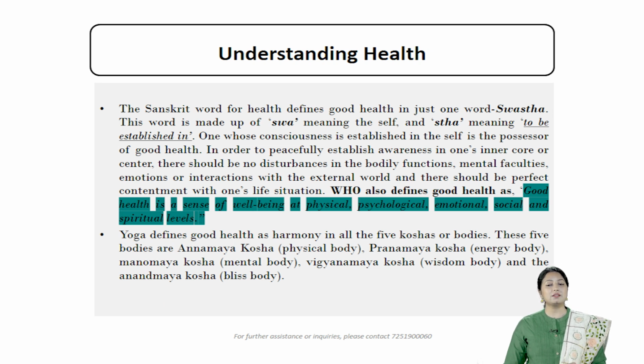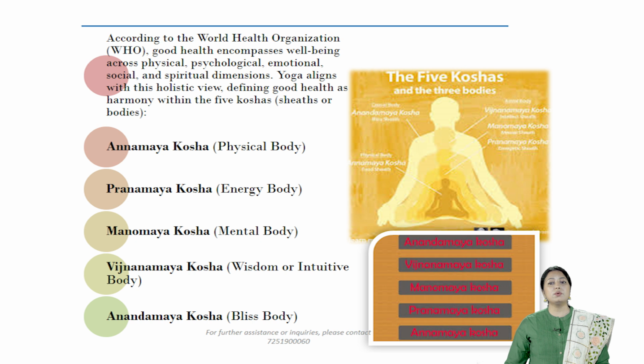This short definition of health fulfills all the criteria of the modern definition of good health given by the World Health Organization, which describes health as a sense of well-being at physical, psychological, emotional, social, and spiritual levels. The yogic view is exactly the same. In yoga, good health means harmony in all the 5 koshas or sheaths or layers of the bodies. Annamaya kosh, which is the physical body, pranamaya kosh, the energy body, manomaya kosh, mental body, Vijnanmaya kosh, the wisdom body, and Anandamaya kosh, the bliss body. We will discuss this concept later in detail.